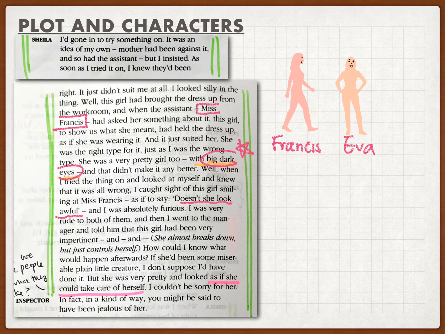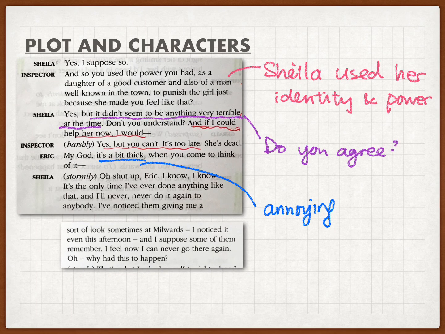At that moment, Sheila couldn't control her own emotions, and she thought that complaining about Eva Smith would be no big deal, because Eva Smith looked like a strong-willed person, someone who could take care of herself. That's why Sheila decided to complain about her and made Millwards fire Eva Smith. The inspector suggested that Sheila used her own identity and power, the daughter of Mr. Burling, because Mr. Burling was so well known in the town, to get Eva fired.